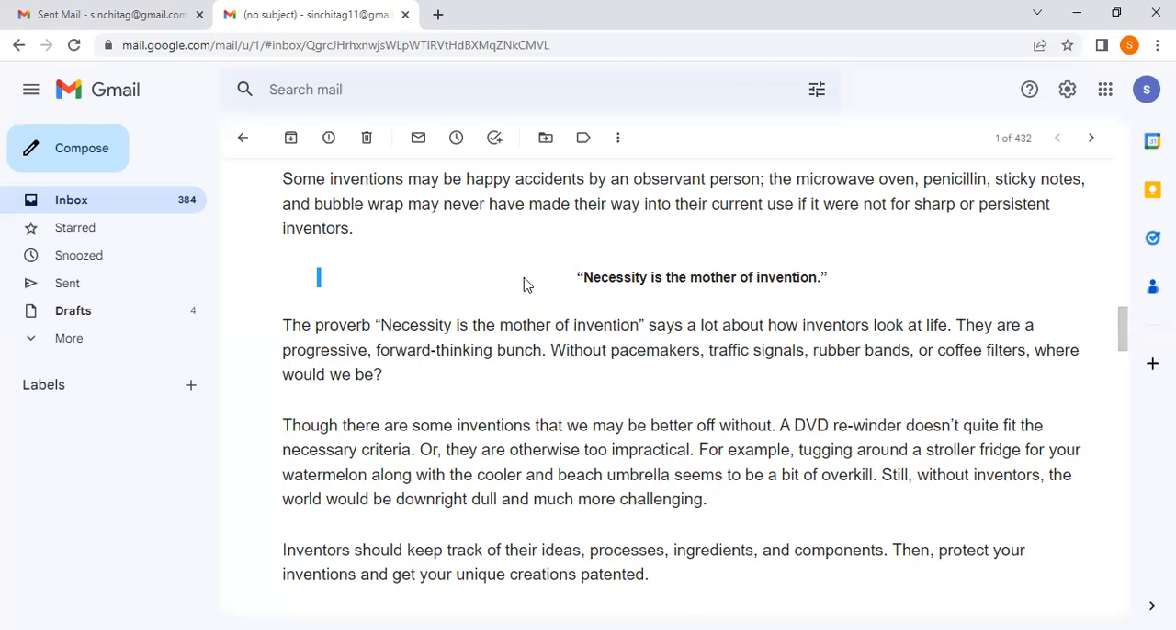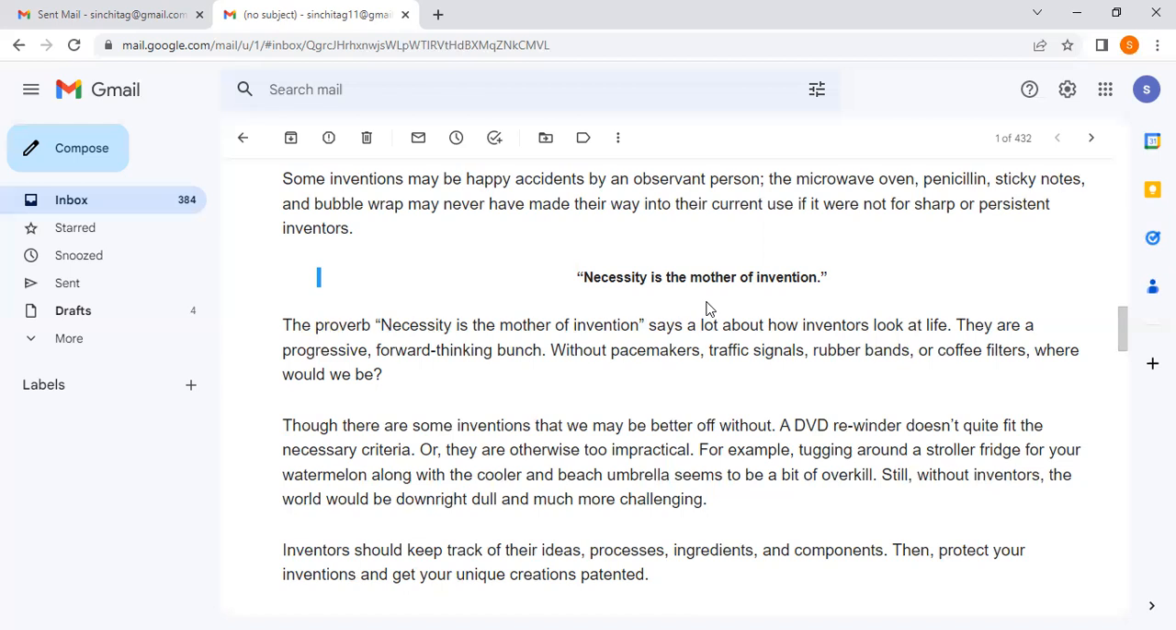Very good. So what are those bubble wraps meant for? They will protect the product from any type of external injury, to some extent. Okay, now read the next line, beta. Necessity is the mother of invention.